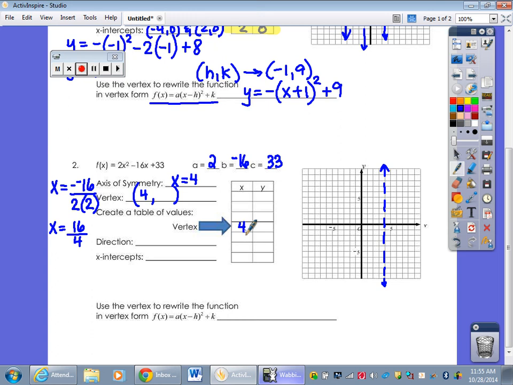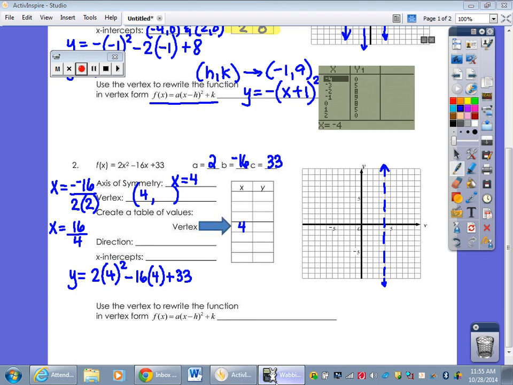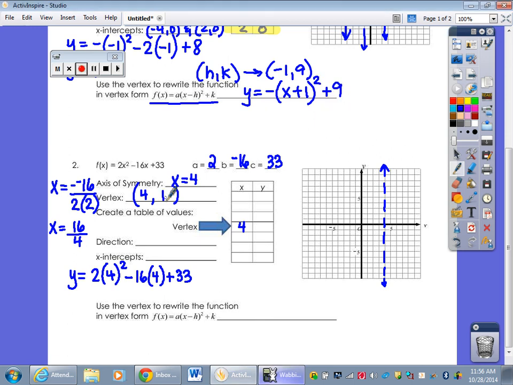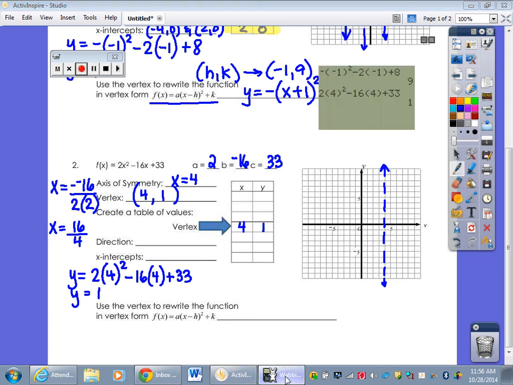Okay, so let's substitute back in. We're going to do y equals, because that's what we're trying to find is the y value, and we know the x value to be 4. So 2 times 4 squared minus 16 times 4 plus 33. And remember, we can do this in our calculator in the regular mode. So 2 times 4 squared minus 16 times 4 plus 33 should be 1. Okay, so 4, 1 is going to be our vertex.